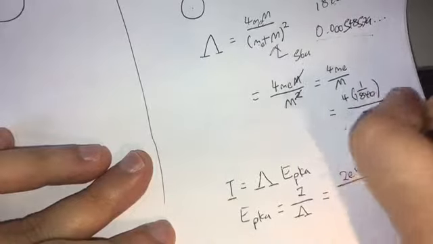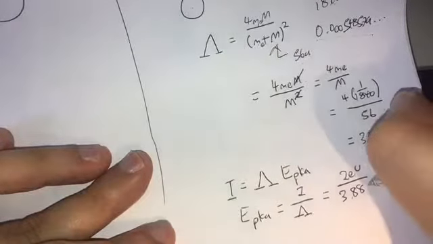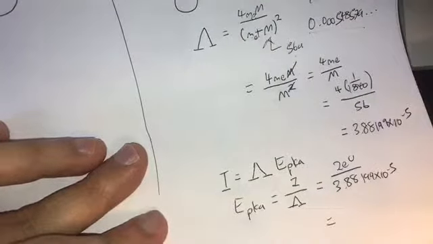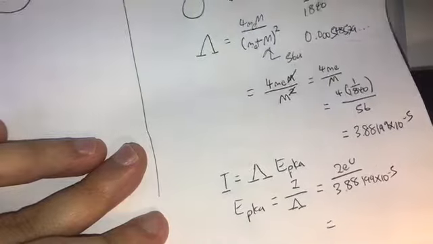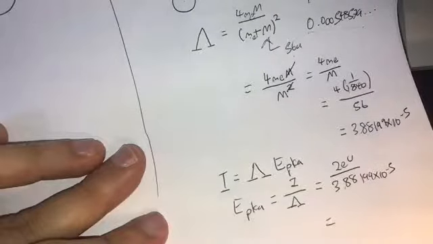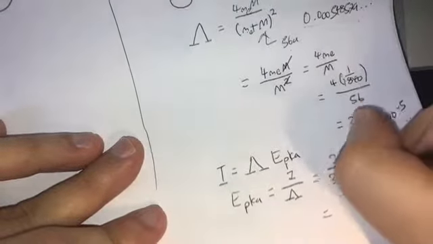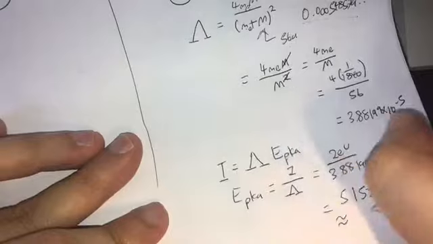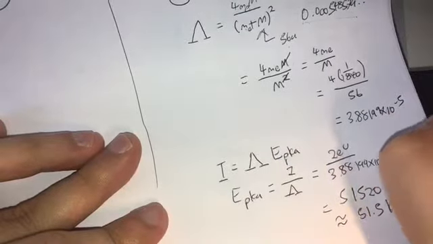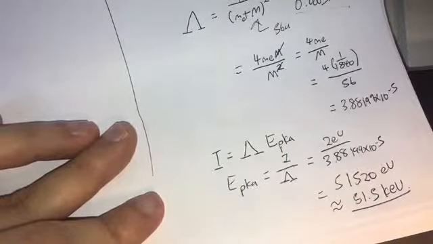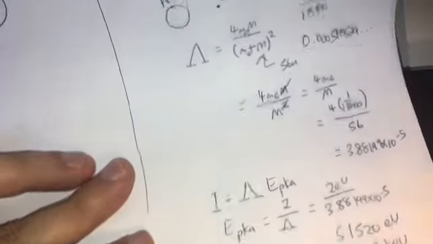So I is 2 eV, divided by 3.88199 times 10 to the minus 5. Let's calculate this energy. I'm going to divide 2 over this number, and we get 51,520 electron volts, on the order of 51.5 keV. That's the bare minimum threshold energy you will need for this ionization effect to occur.